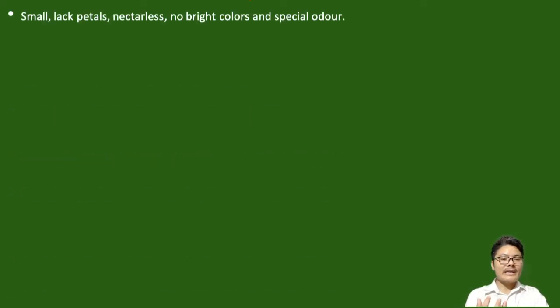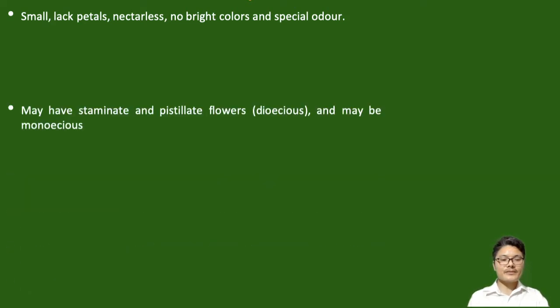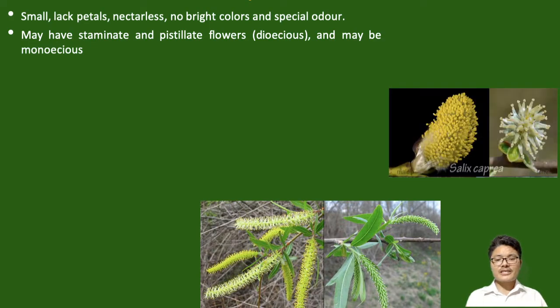Now let's look at characteristic features of wind-pollinated flowers. Wind-pollinated flowers are usually small, they lack petals, they are nectarless, they do not have bright color, and they also do not have fragrance or special odor. Many wind-pollinated flowers are either staminate, that is male flower, or pistillate, that is female flower. So male flower or female flower, same here, male flower and female flower is present in case of wind-pollinated flower.